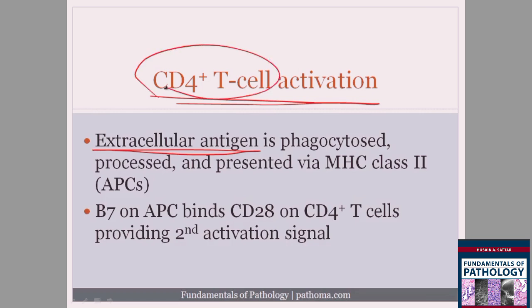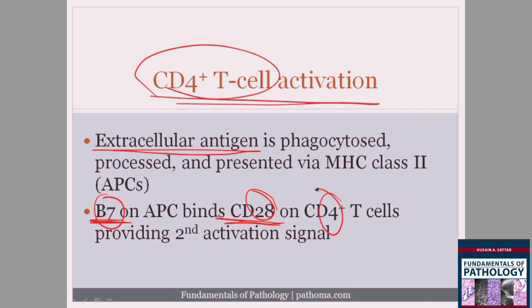Now, remember that the CD4 positive T cell requires a second signal. Basically all T cell activation requires a second signal. And so the second signal is B7, which is present on the antigen presenting cell, and it will bind CD28 on the CD4 positive T cell. And that provides a second activation signal. If you're having trouble remembering that, you can remember that 28 divided by 7 is 4.